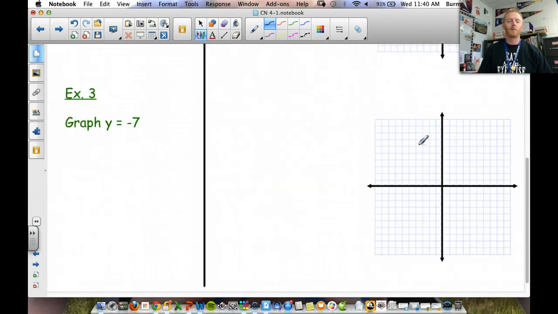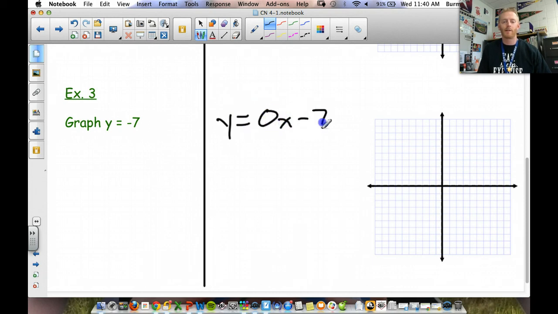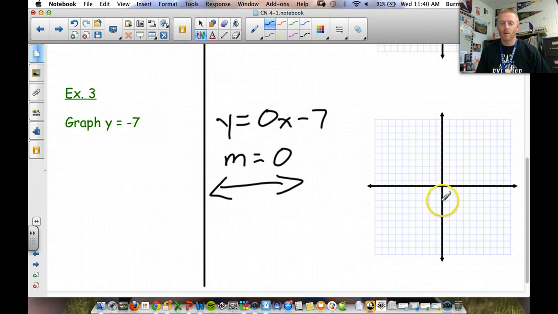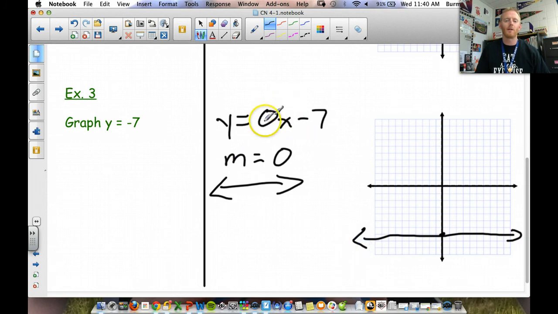On example 3, we don't have an x, it's just y equals -7, which would be the same thing if I put it into slope-intercept form: y equals 0x minus 7. That's how I know that my m, my slope, is 0, which tells me that I have a horizontal line. So we just have to find our y-intercept of -7. 1, 2, 3, 4, 5, 6, 7. And we know it's going to be a horizontal line at -7, because no matter what I plug into this equation for x, y will always be -7. That's why it's a horizontal line.